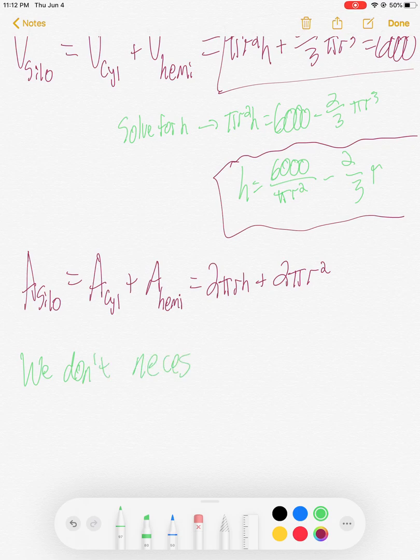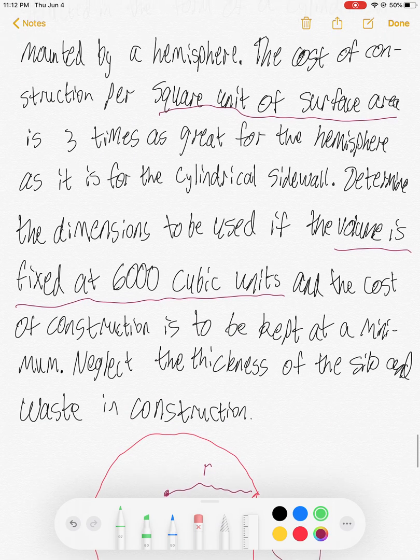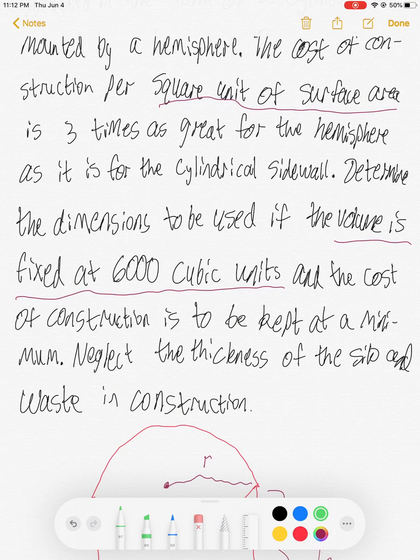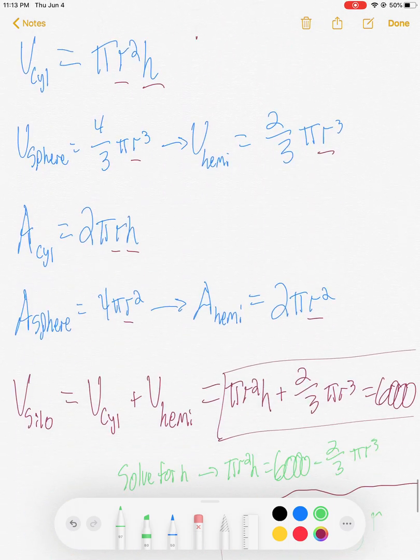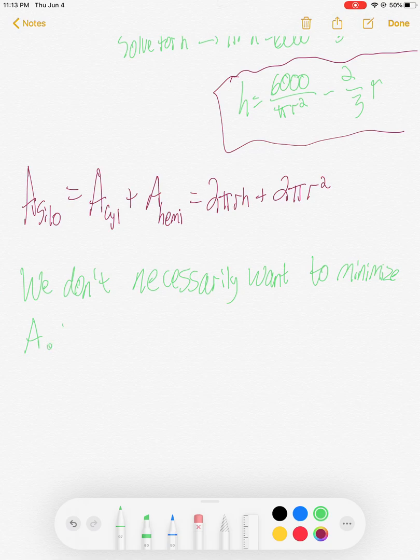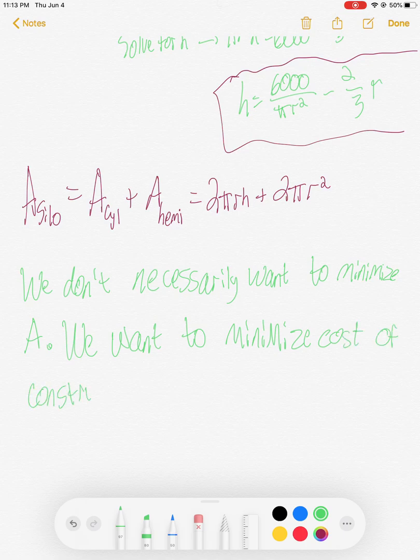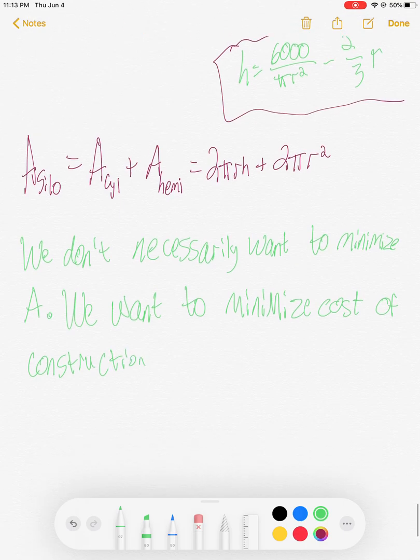The area of the cylinder is 2 pi r h plus the area of the hemisphere, which is 2 pi r squared. But notice, we don't necessarily want to minimize A. If we look back at the problem, it says determine the dimensions to be used if the volume is this and the cost of construction is to be kept at a minimum. So it's the cost of construction that we want to minimize.